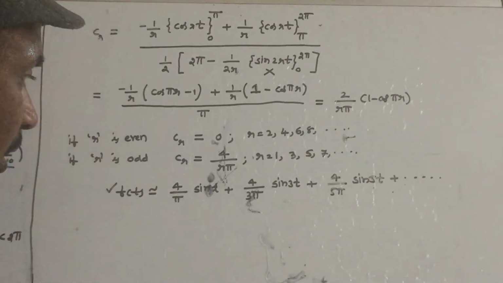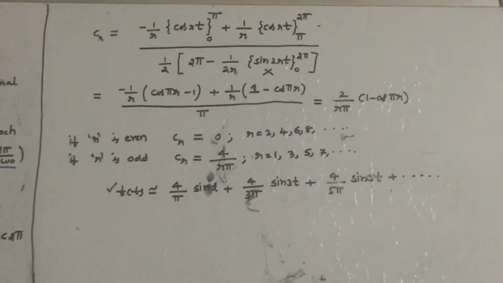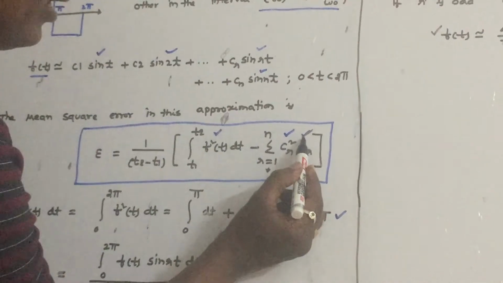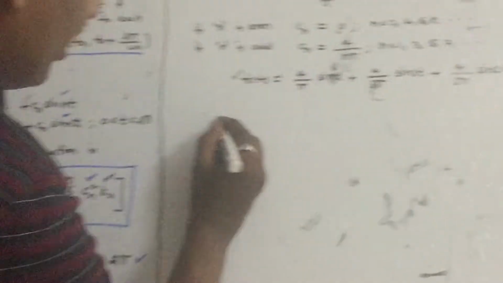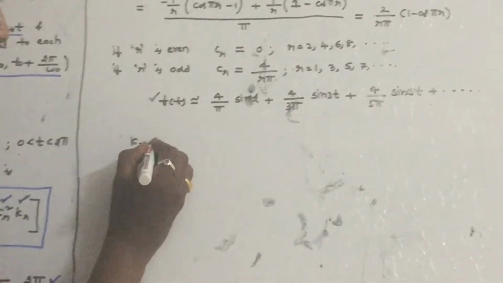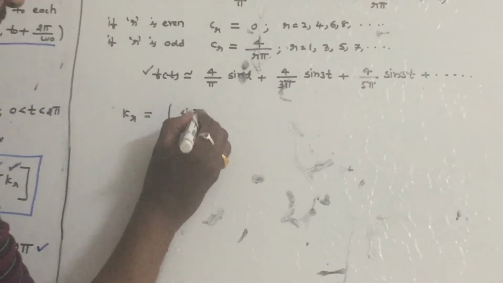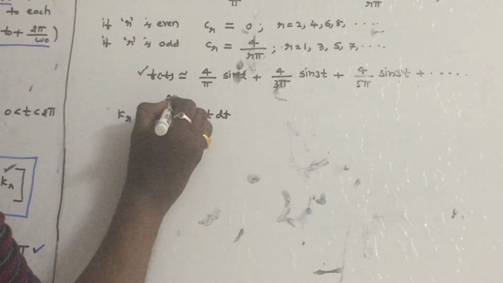Now one more coefficient we have to find out. So in this you can check that we have to find out the KR. We have to find the CR value, and we have to find the KR value. So from this, what is Kr? What is Kr is very simple. Kr is nothing but simply sine square rt dt, the orthogonal function multiplied by itself.